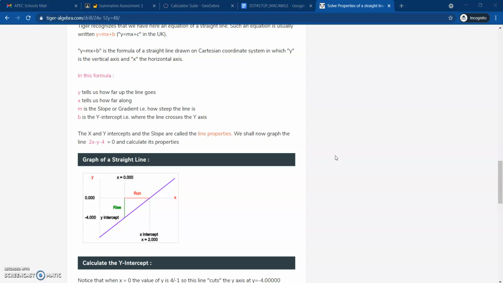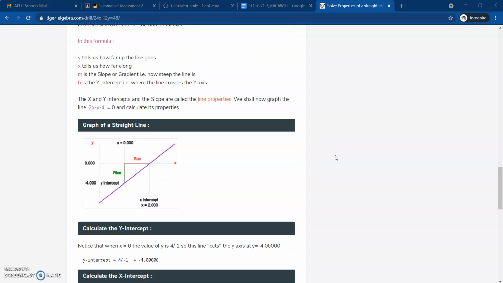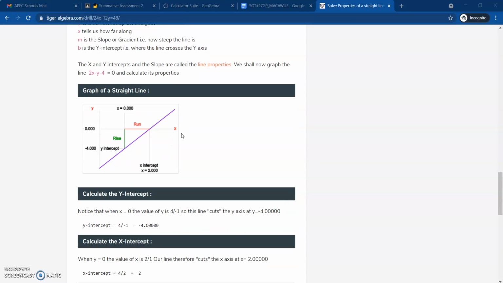how steep the line is. B is the y-intercept, i.e. where the line crosses the y-axis. The x and y-intercepts and the slope are called the line properties. We shall now graph the line 2x minus y minus 4 is equal to 0 and calculate its properties. So this is the example. It's a graph of a straight line. When you see here, you can see the y-intercept, which is negative 4. The x-intercept here is positive 2.